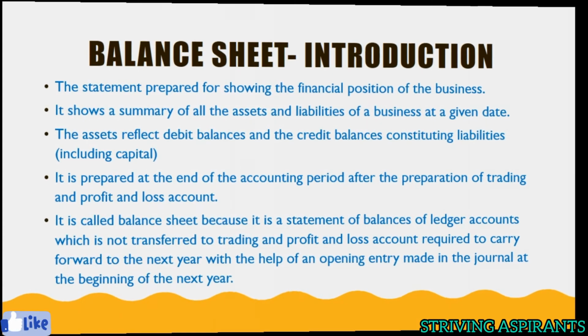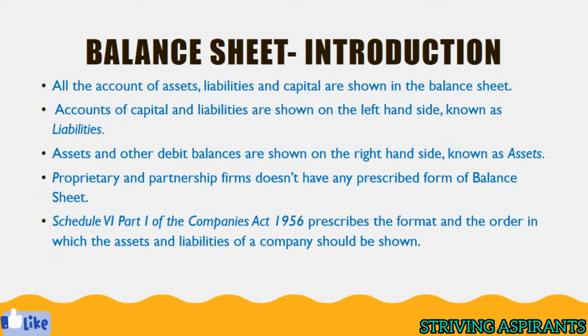Balance sheet has two columns. On the left hand side, we enter all the capital amounts and the liabilities amounts. And on the right side of the balance sheet, we show all the assets amounts we have. Proprietary and partnership firms don't have any prescribed form of balance sheet. Still, Schedule 6 Part 1 of the Companies Act 1956 prescribes the format and the order in which the assets and liabilities of a company should be shown.